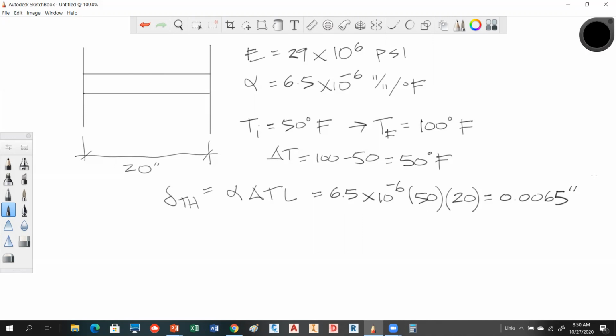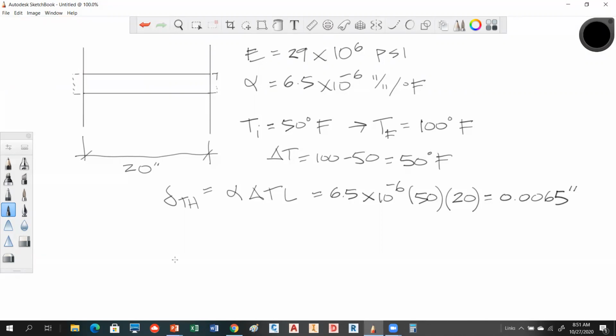Now that it's inches, what does that number mean? What's that telling me? Anybody know what that's saying to you? That's saying that because this temperature has increased, this bar wants to expand that amount, but the wall's not letting it. It wants to expand by 0.0065 inches due to that temperature change, but because that wall is immovable, it won't let us.